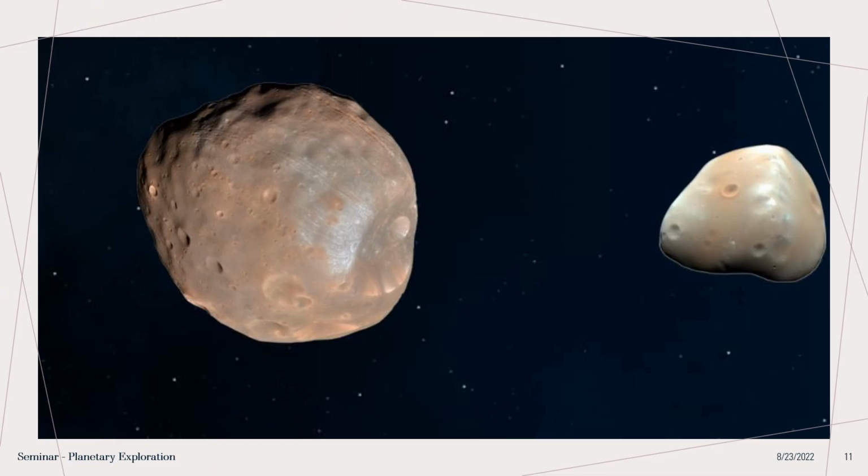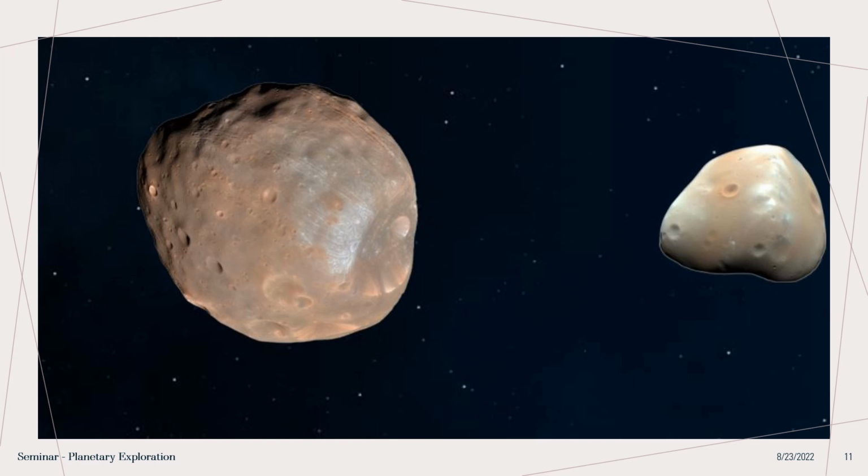So here you see the 2 moons. Phobos is on the left and Deimos is on the right. Phobos has a mass of 10.8 times 10 to the power of 15 kilograms, and Deimos has a mass of 1.8 times 10 to the power of 15 kilograms. So Deimos has around 1/6 of the mass of Phobos. And also Phobos' mean distance from Mars is around 9,000 kilometers, and Deimos' mean distance from Mars is around 23,000 kilometers.